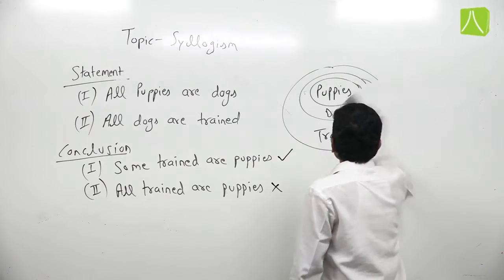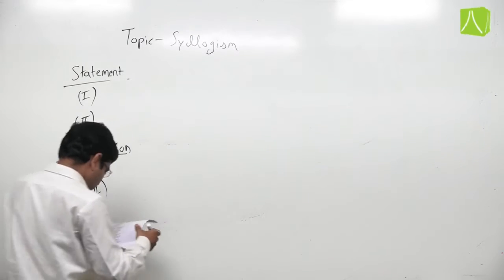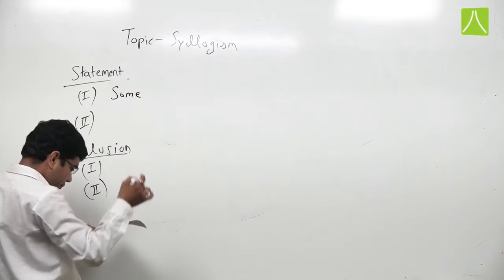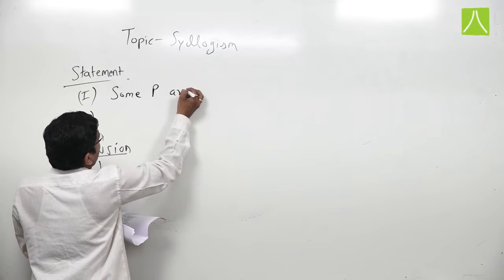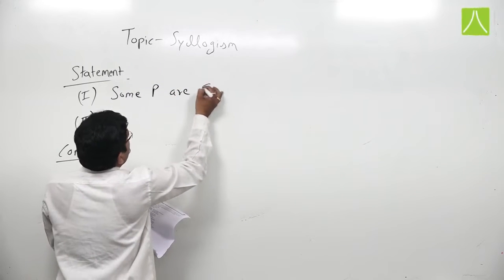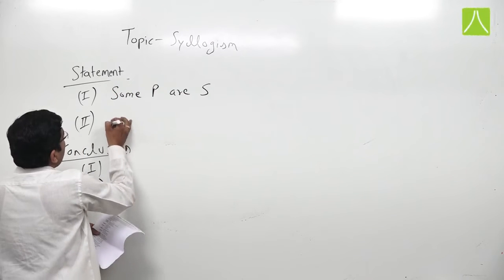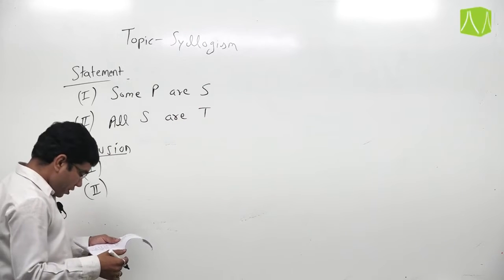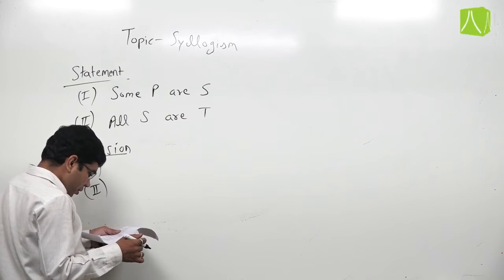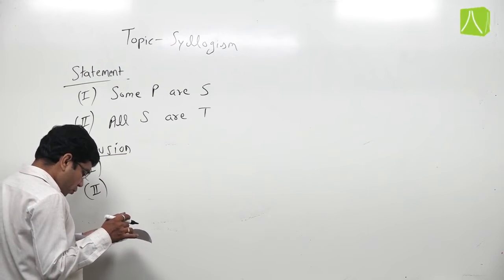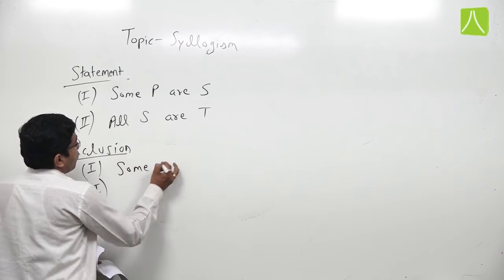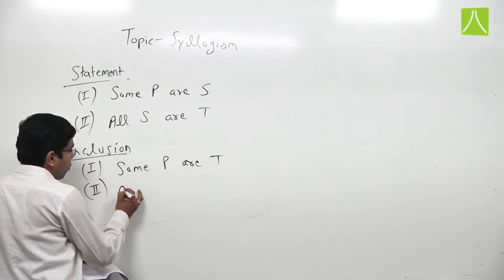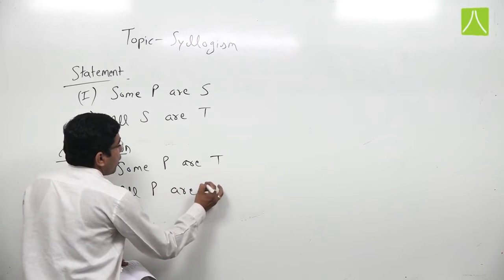Now, take next example. Some P are R, some R are S, and all S are T. It is our statement. Now, according to this statement, we have to check first conclusion, some P are T, and second, all P are T.